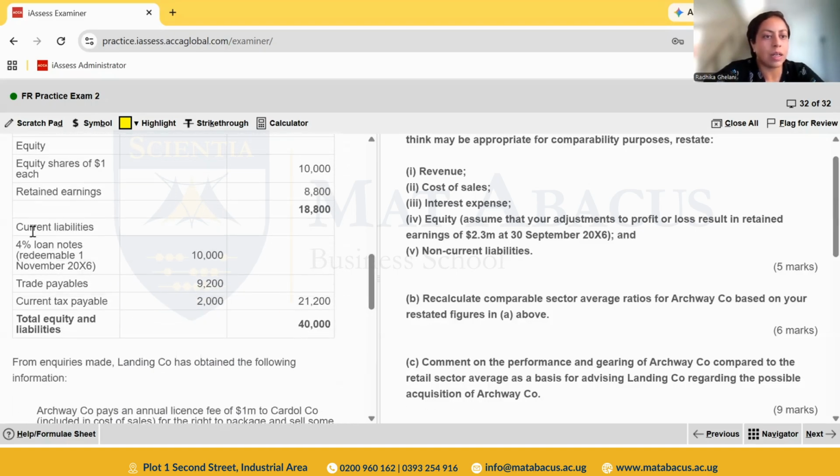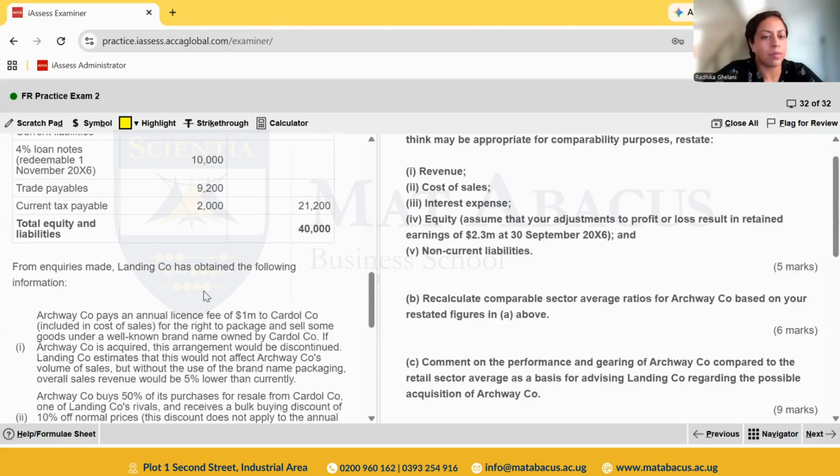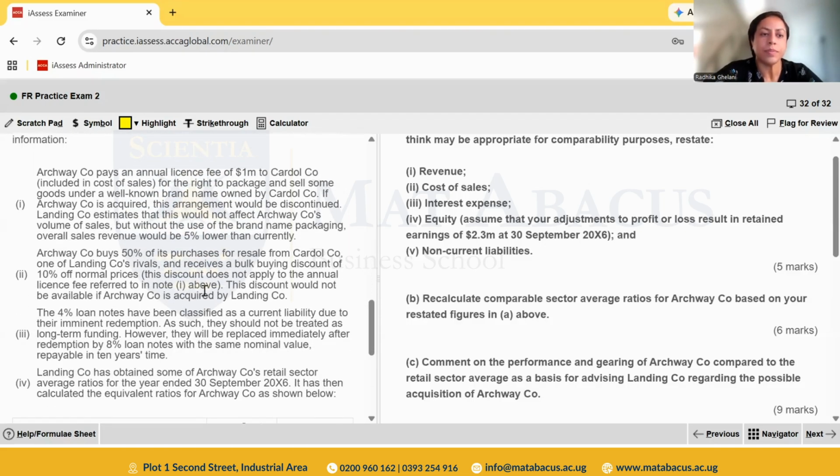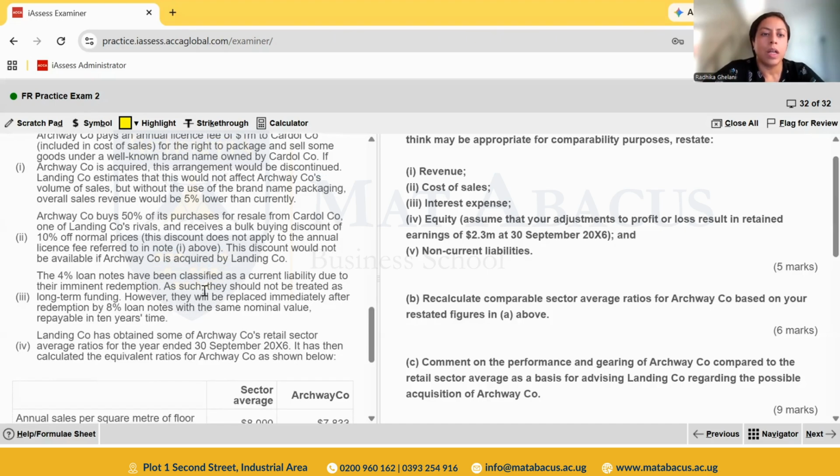You can see under current liabilities is a 4% loan note. Generally, loan notes are long term, but it seems that the redemption period is soon due, as you can see. So that's why they've classified it as a current liability. As such, they're not treated as long-term funding.